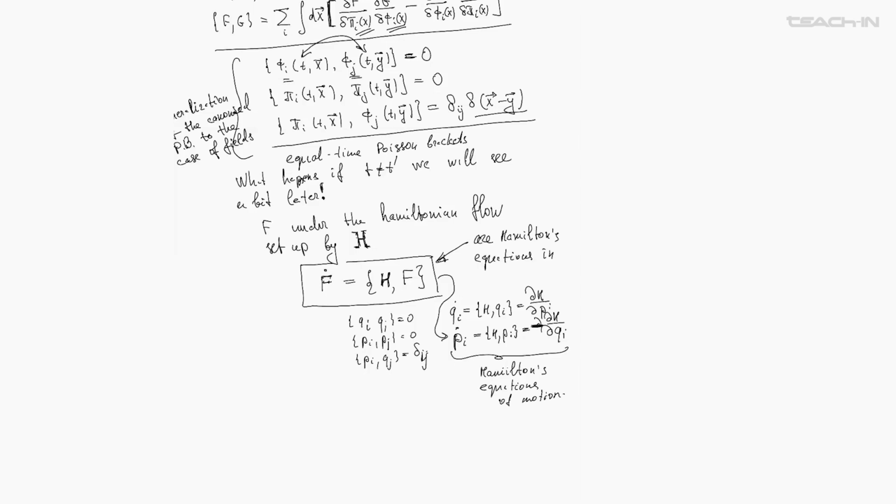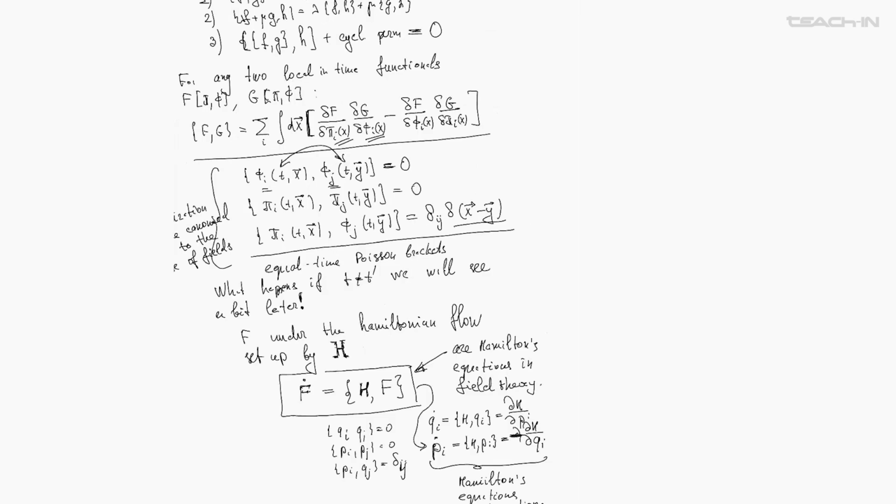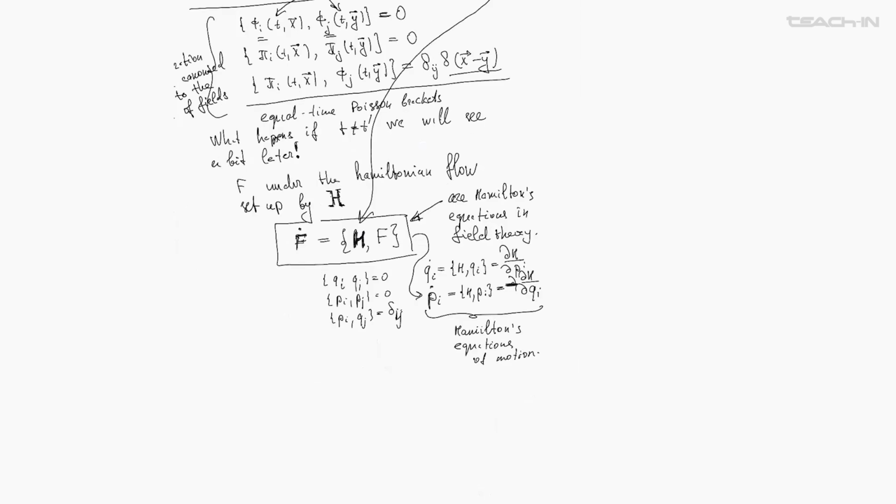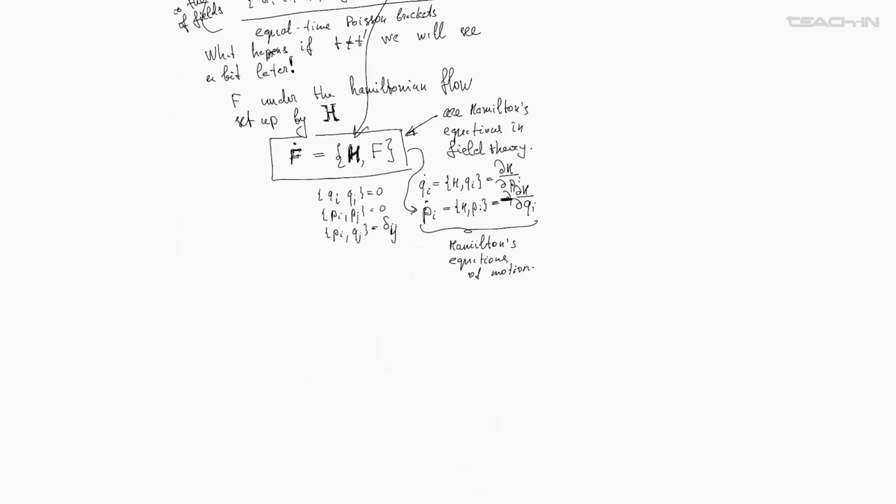You need to take this bracket here. You need to pick a functional which you would like to regard as a Hamiltonian. And then for any functional F, its Hamilton's equations are given as a result of evaluating the Poisson bracket of H with F. Good. So this is, so to speak, the standard Hamiltonian formalism, which I would like to recall.